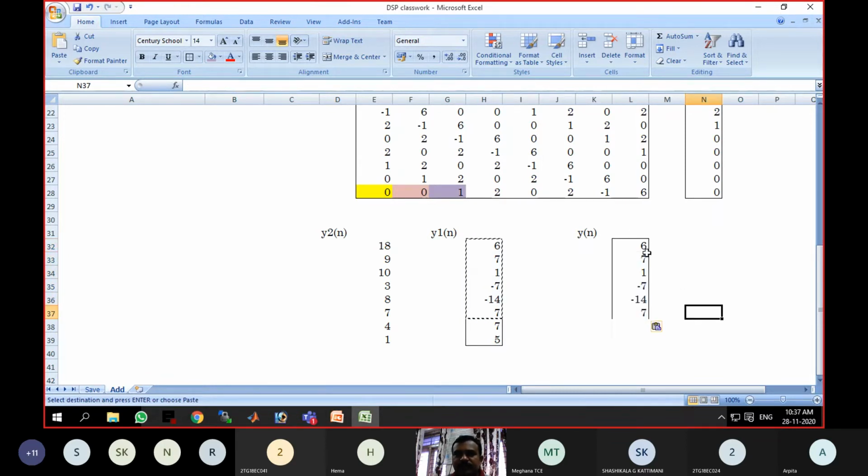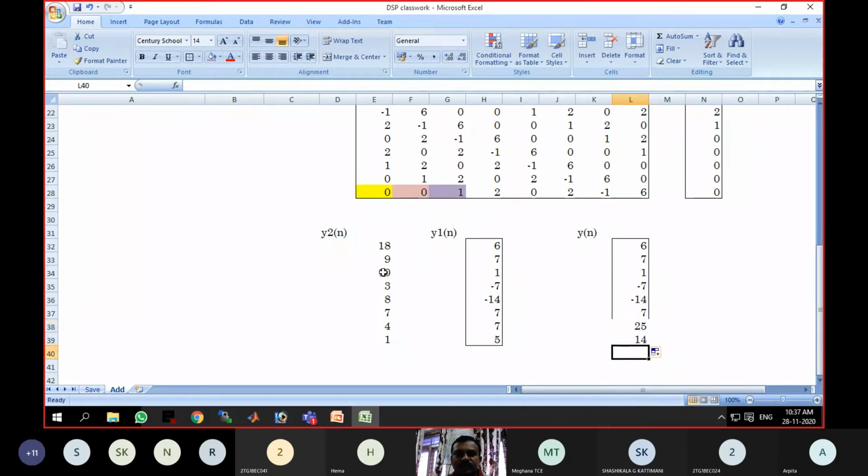These elements are as it is: 6, 7, 1, minus 7, minus 14, and 7. Then what is going to happen here? The last m minus 1 bits of y1 of n are added with the first m minus 1 bits of y2 of n. So here this one is equal to this value plus this value, that is 25. Similarly, the next one is 14.